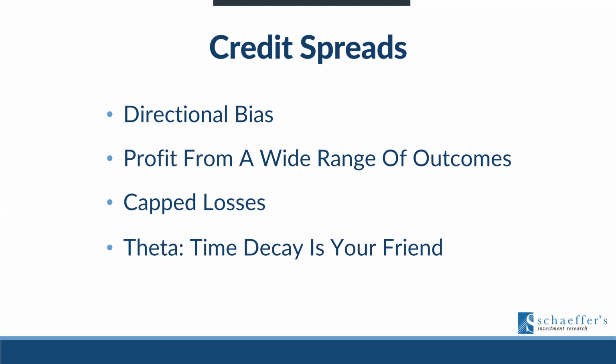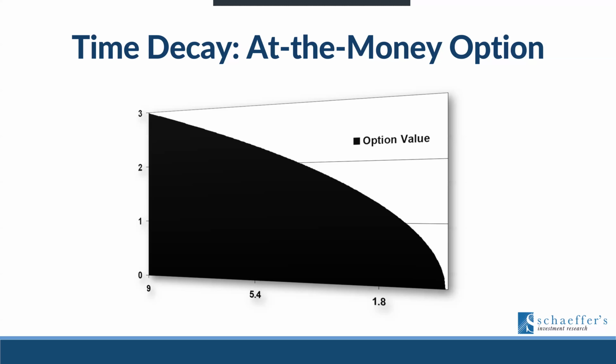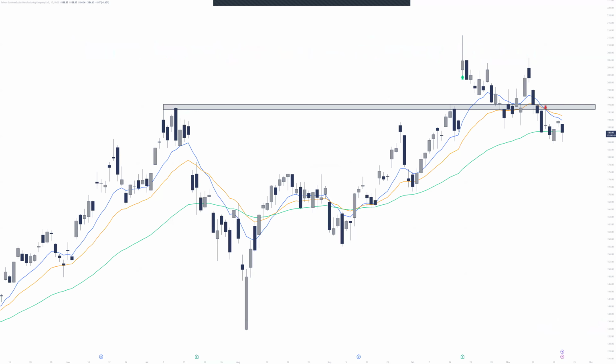Credit spreads, directional bias, great for beginners. You can profit from a wide range of outcomes: up, sideways, slightly down. You have capped losses, and you're using time decay as your friend, because as time decay falls, your options are getting profitable. So here's TSM.